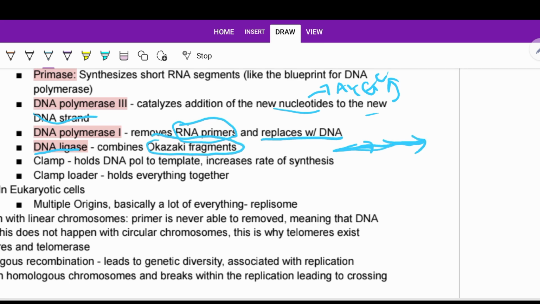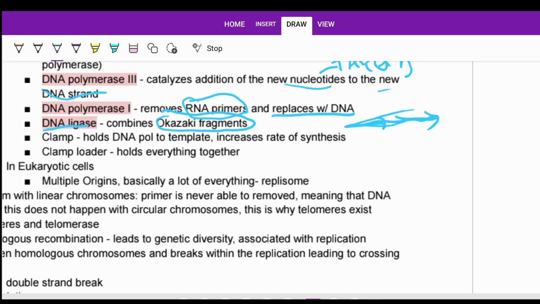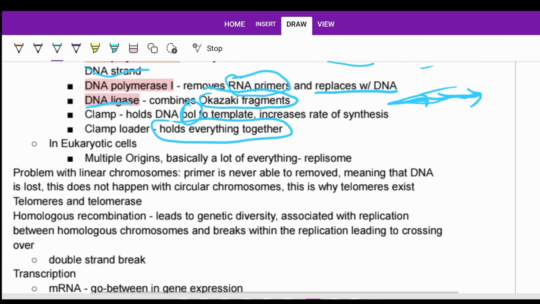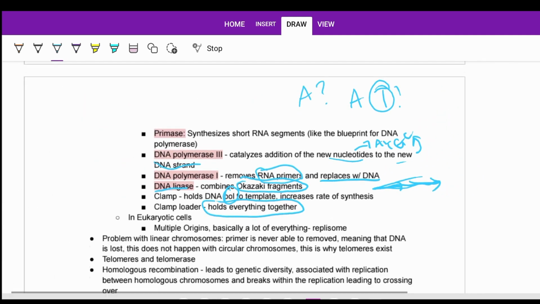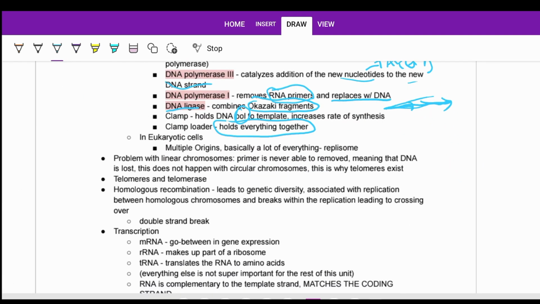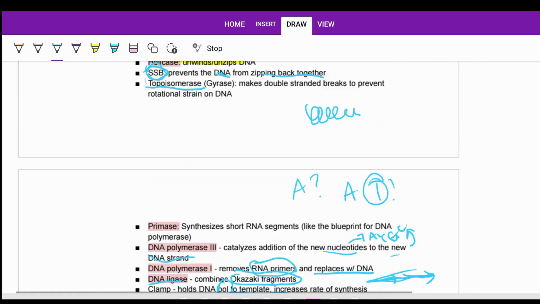Clamp, it's kind of obvious from the name, but it holds DNA polymerase to the template, and it also increases the rate of synthesis. And there's a clamp loader that holds everything together. So the clamp is like a small thing, the clamp loader is like a huge clamp. So yeah, that's what you need to know about all of the enzymes that are at work. Those are the ones you should know.